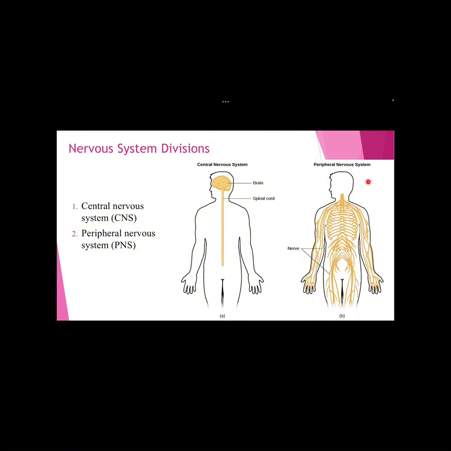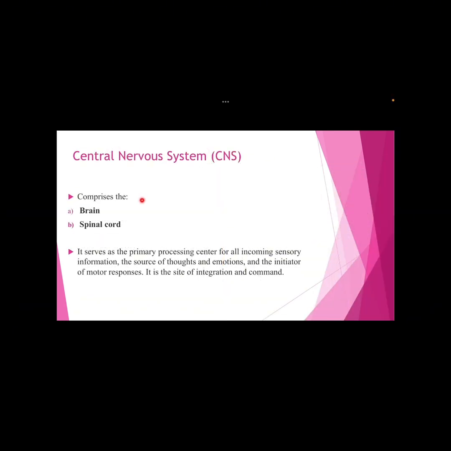The central nervous system is composed of two main parts, the brain and the spinal cord, and the peripheral nervous system includes all the nerves that branch out from the brain and the spinal cord to the rest of the body. So it is composed of all the nerves that are outside the brain and the spinal cord. The CNS, as we said, is composed of the brain and the spinal cord. It is in charge of processing everything. It takes in information from our senses and decides what to do with it, and it will send out responses. It is the side of integration and command.